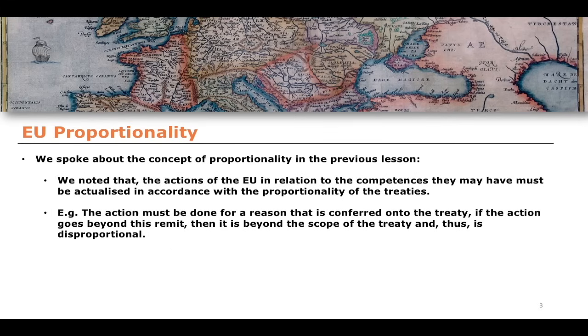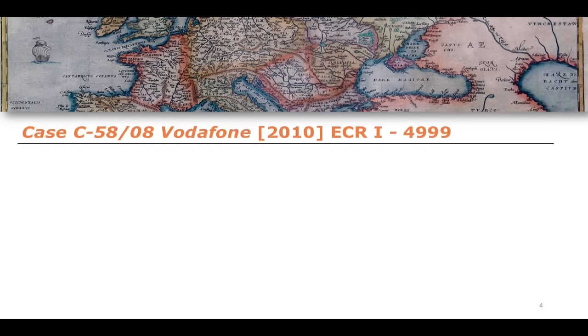So competence tells us about the areas of policy that the European Union has some kind of sovereignty over. Proportionality essentially tells us the limits to the prescribing of policy in those areas. Okay, that's what proportionality tells us.